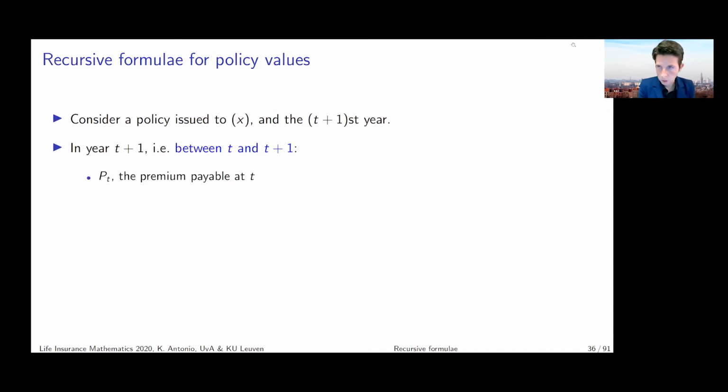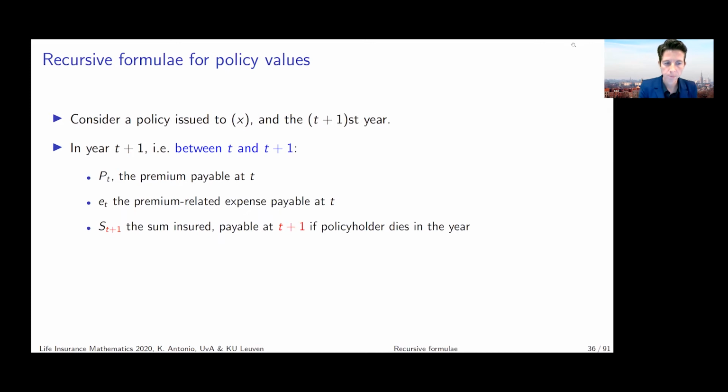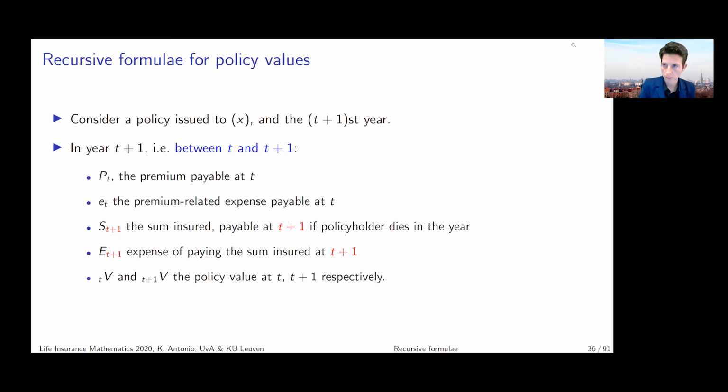So we've got a premium, let's call it P_t, a premium that is payable at time t. We've got premium-related expenses, let's call them small e_t, which are also payable at time t. We've got a sum insured, denoted here with capital S_t+1. This is the sum insured in case death happens between time t and t plus 1, so this capital is payable at time t plus 1. And we've got the corresponding expenses, so these are expenses related to the occurrence of death, related to the payment of the insured capital in case of death of my policyholder, right? And then finally, I've got my policy values at time t and t plus 1.